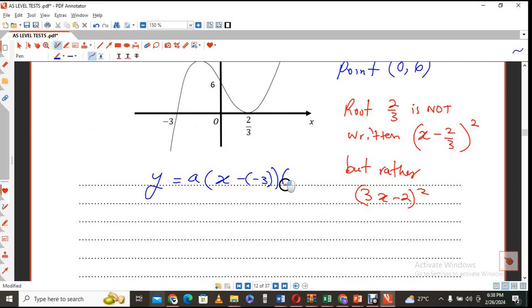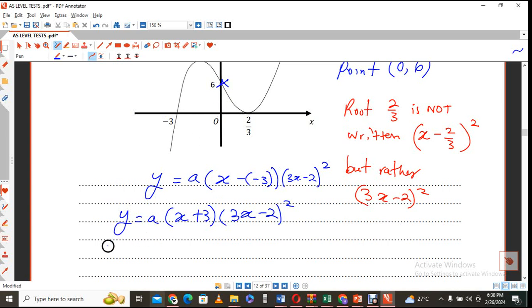So in here we're going to have x, but not x anymore. It's going to be 3x, rather. 3x minus 2, 3x minus 2 all squared. Of course, here you have y equals a, x plus 3, two negatives generate a positive, and then 3x minus 2 all squared.